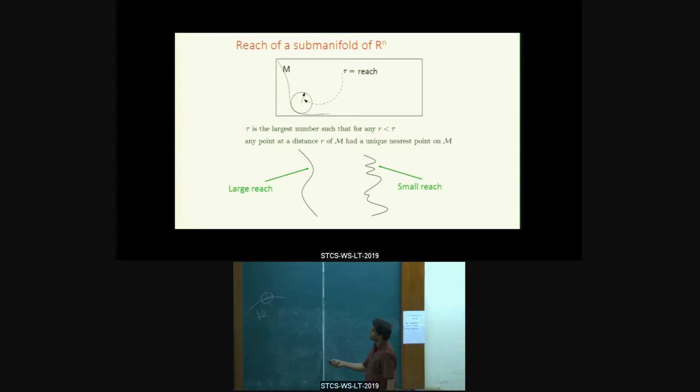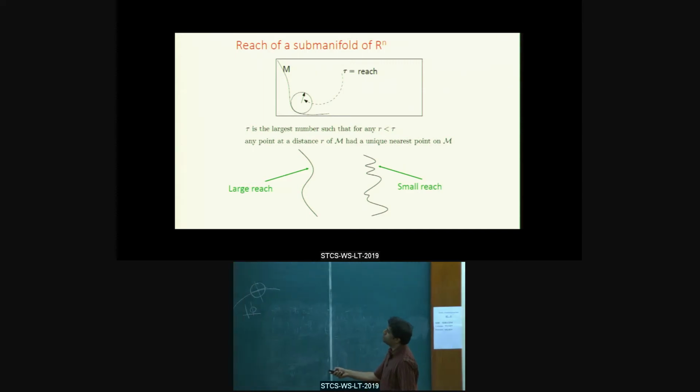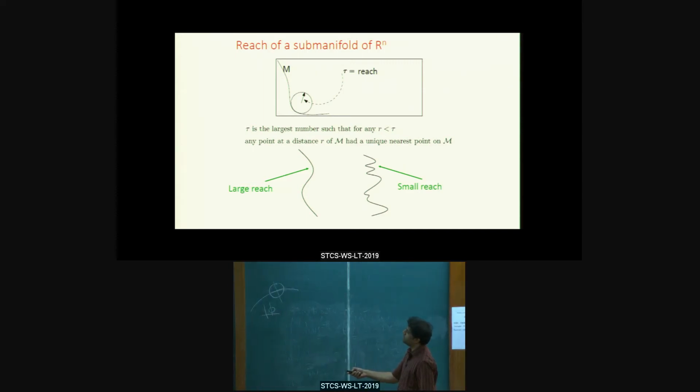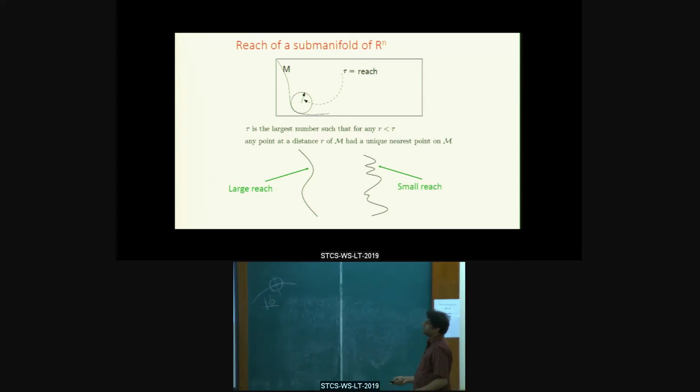So here, for example, I can go all the way till somewhere here, before which I have two nearest points on the manifold to the data point. Here, I can only travel this far because already I have two nearest points on the manifold. So this has small reach, whereas this has large reach. So the reach also incorporates some global aspects.